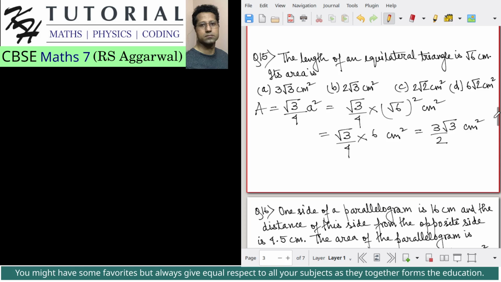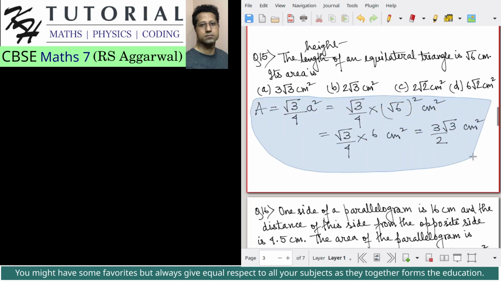Question number 15, the height, question number 15 is, oh sorry, it is the height, it is not the length but the height. The height of an equilateral triangle is square root of 3 centimeter, then its area is, okay, so in that case my solution is wrong.